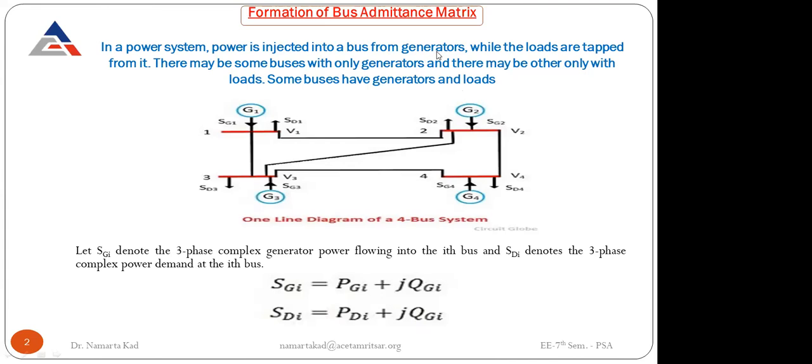That we all know, that power is injected to any bus. Like in this figure, there are 4 buses. These red color lines are bus number 1, bus number 2, bus number 3, and bus number 4. And these blue circles represent the generators. The power is injected into the bus by the generator, while the loads are tapped from it.